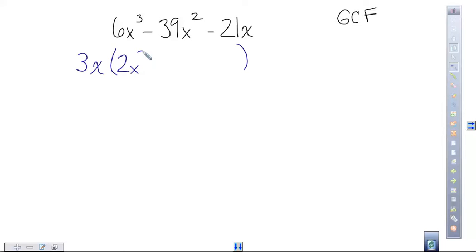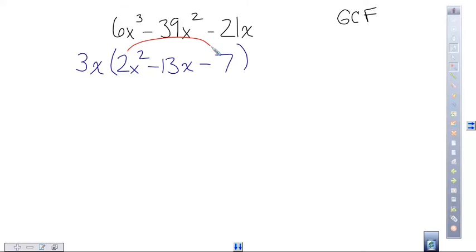So 6x cubed divided by 3x is going to leave us with 2x squared. -39 divided by 3 is -13, and x squared divided by x is just x. And then -21 divided by 3 is -7, and then the x's cancel out. So this will factor.